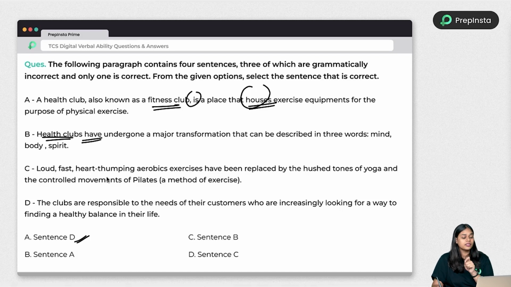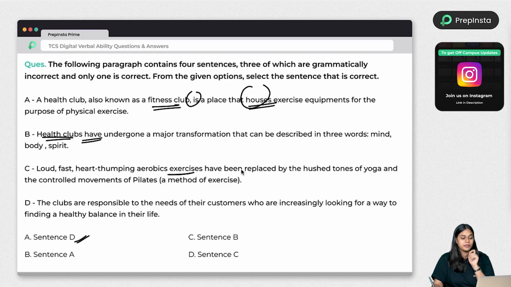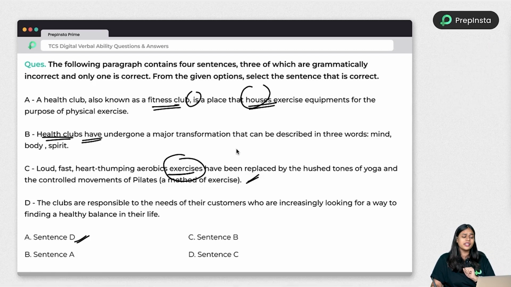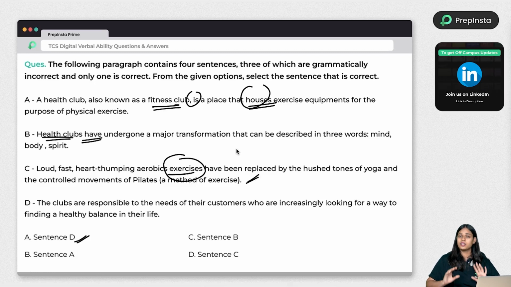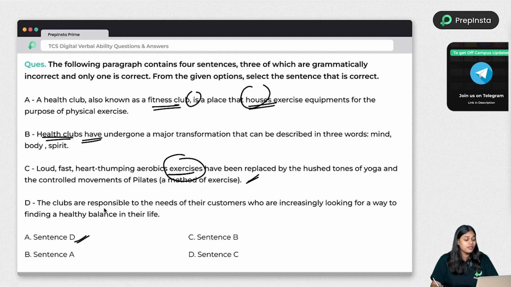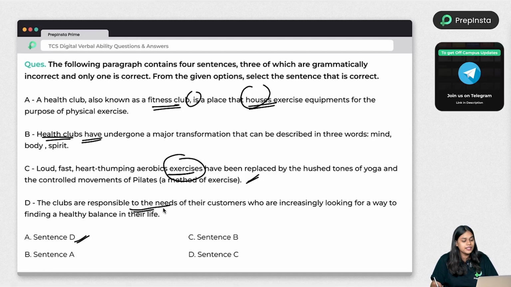Now, moving forward to the next sentence. Loud, fast, heart-thumping aerobics exercises have been replaced. Again, since it is exercises, a plural subject, we are going to use a plural verb, which is completely fine, by the hushed tones of yoga and the controlled movements of Pilates. Completely fine. Now, what is the error in sentence D? Do you know? I'll tell you. The clubs are responsible to the needs of their customers.